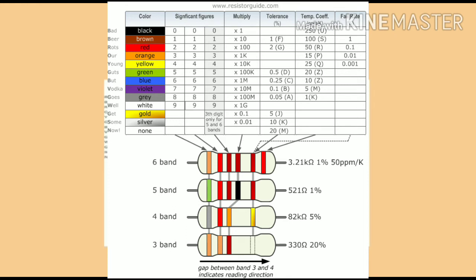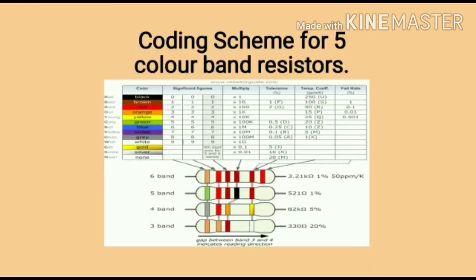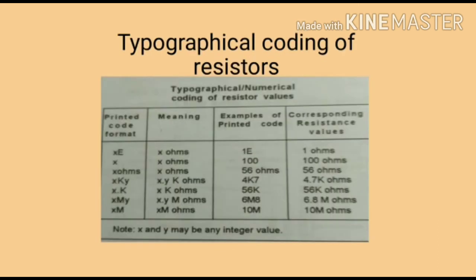Now fifth band is brown, that is tolerance is plus minus 1%. So the value of the resistor is 521 ohm plus minus 1%. Now for 6 color band resistor, all are same as 5 color band resistor, but the 6th band indicates the temperature coefficient. Now we will come to typographical coding of resistors.